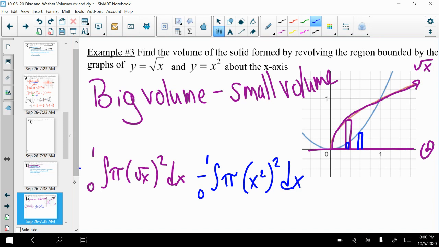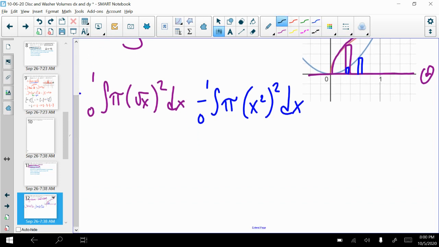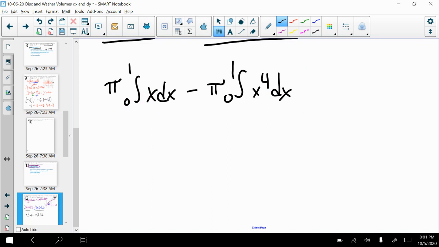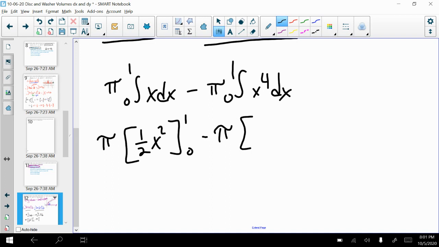If you set it up like that, you will usually not make mistakes because you did your big volume minus your small volume. And then you can just go straight from here. At this point, I would pull out the pi, x dx, pi, integral 0 to 1, x to the 4th dx. Of course, you could put these integrals back together. It's kind of irrelevant either way. You just want to make sure that you don't mess anything up plugging in. So whatever will make you make the fewest mistakes is the best way to do it for you.